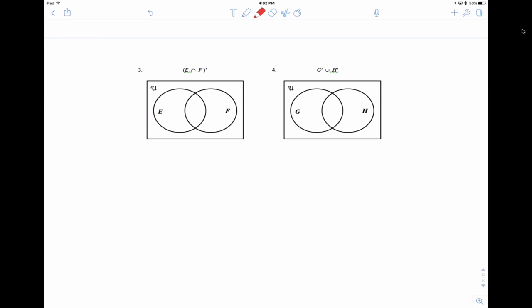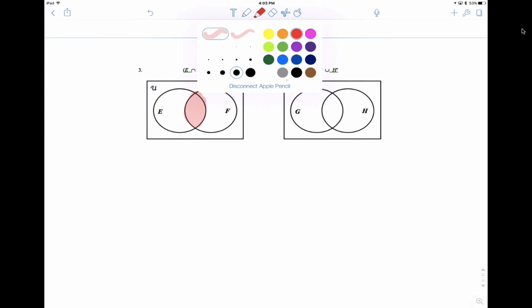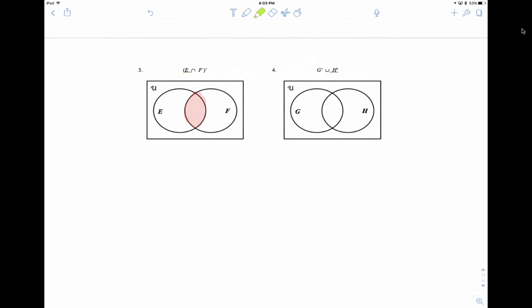So E intersection F, but not that. So let's do E intersection F first of all. And okay, so I'll use the red. That's that. And now we're saying not. So I'm going to make my color green to be the full result. Okay.